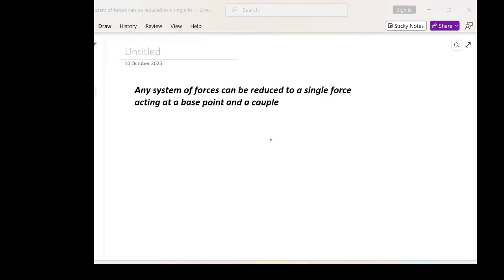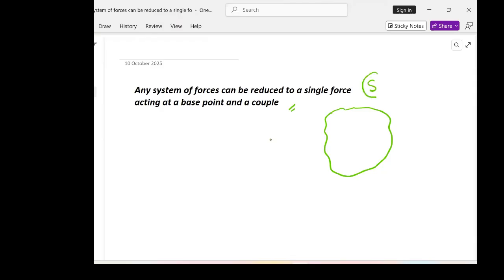Okay. So here we are going to prove this theorem: any system of forces can be reduced to a single force acting at a base point and a couple. So any system of forces is acting on some rigid body. Say this is R, this is the rigid body. And suppose we are considering a system of n forces.